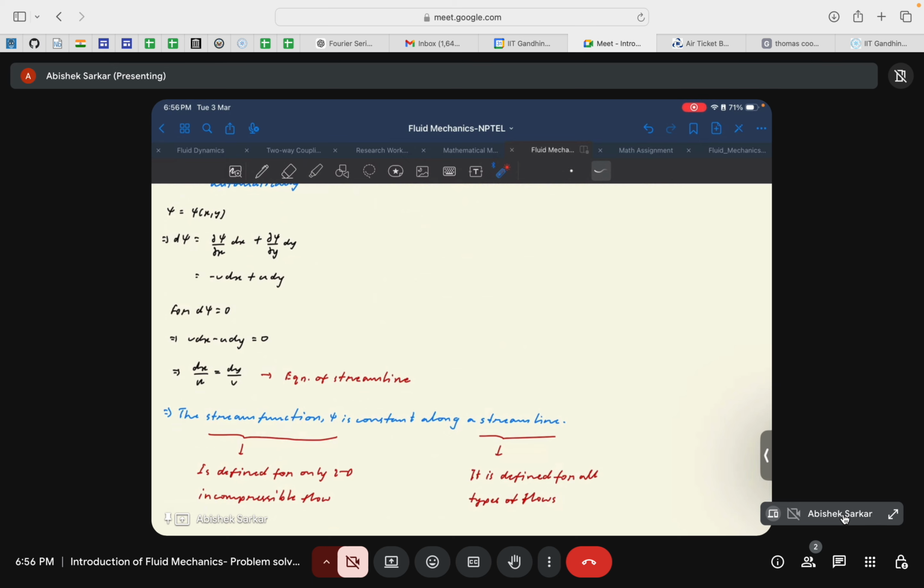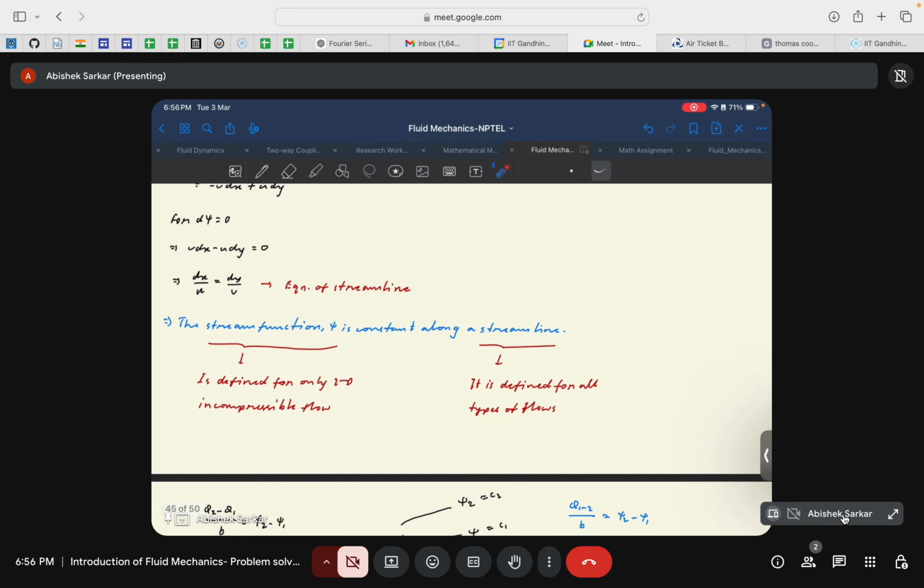Now if you consider a scenario where this stream function ψ is a constant, then it would mean that dψ is equal to 0. Simple definition from the perspective of derivatives: if a function is constant, then its derivative would be equal to 0, or specifically in this case, the complete derivative is equal to 0. So from this equation, you will have v dx is equal to u dy. And if you simplify it further, you will get dx/u is equal to dy/v.